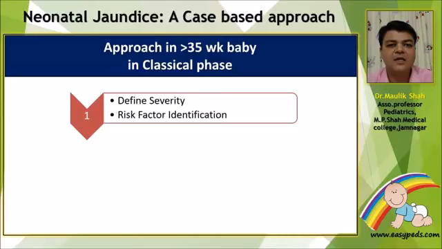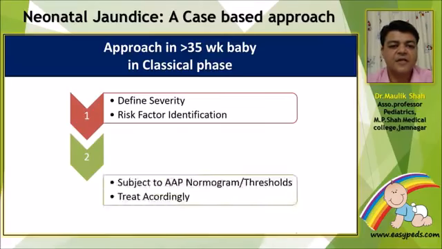That is why we do a total serum bilirubin or measure it by transcutaneous bilirubinometry, to know how much the level of bilirubin is. This can also be helped by clinical means by looking at the Kramer staging of the bilirubin. One needs to look at risk factor identification also, for example, risk factors like Rh isoimmunization, ABO isoimmunization, G6PD status, etc.